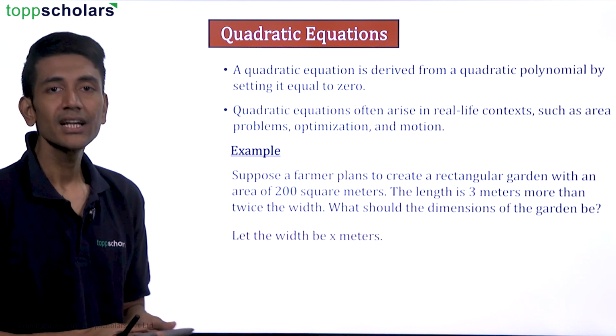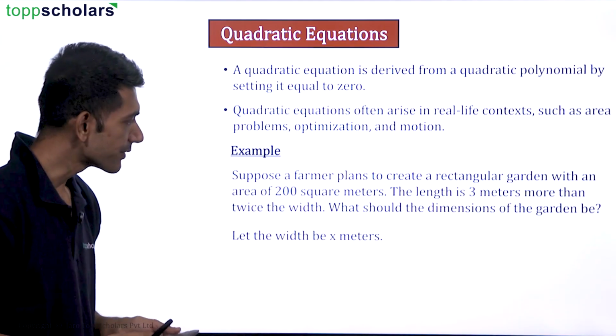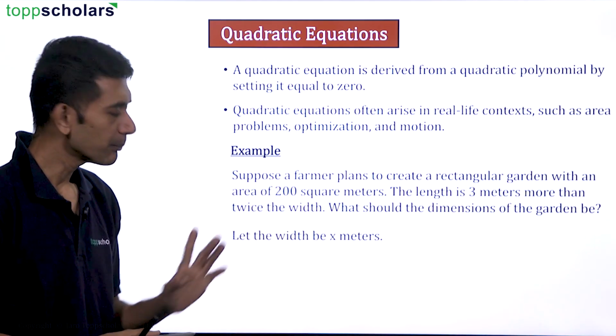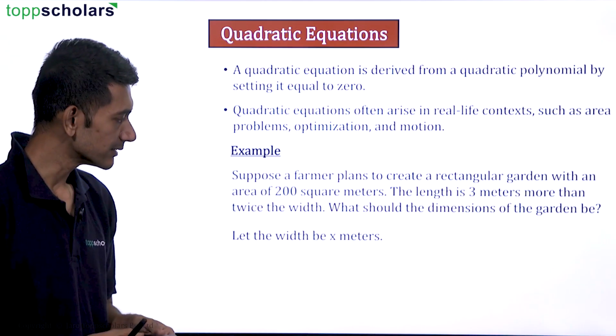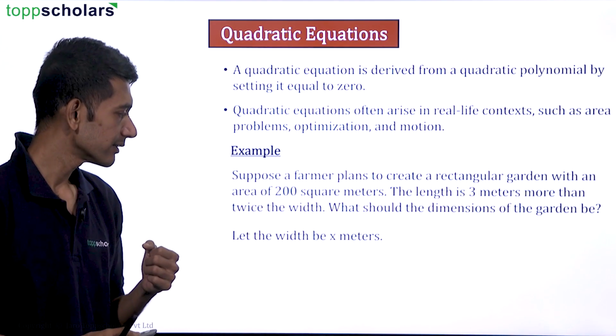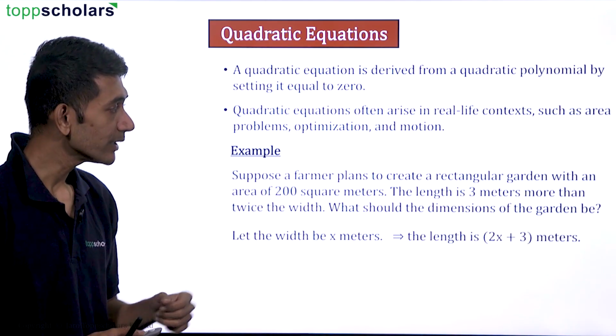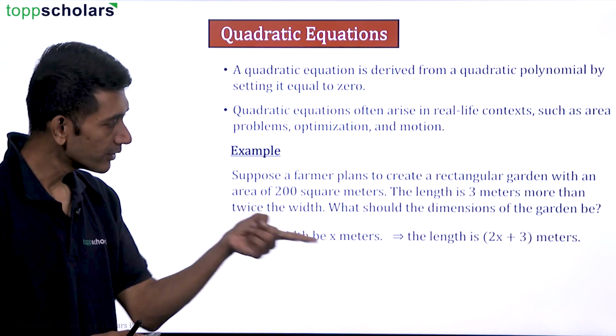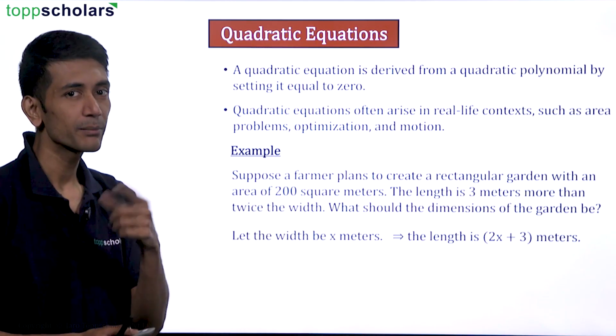So how do we do that? We'll assume some variable for the width. Let the width be x meters. Now if the width is x meters, what will be the length? The length is 3 meters more than twice the width, so 2x plus 3 meters will be the length.